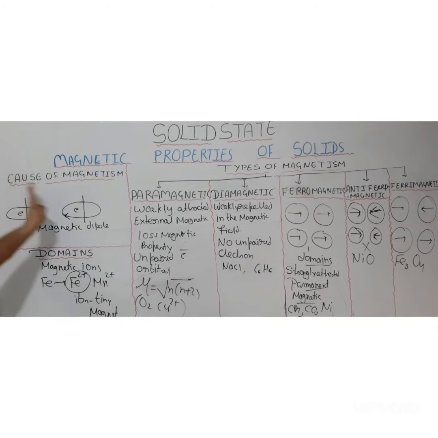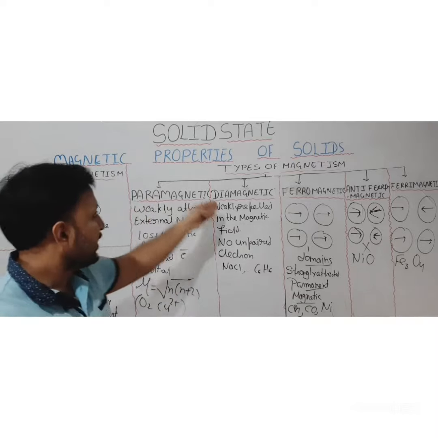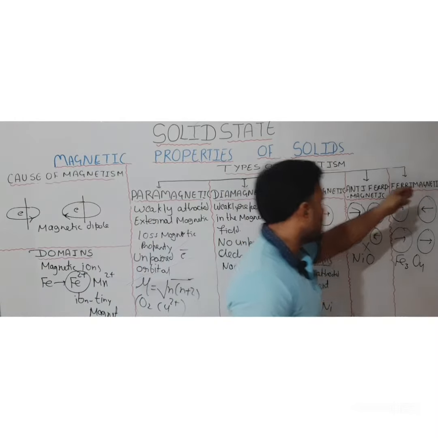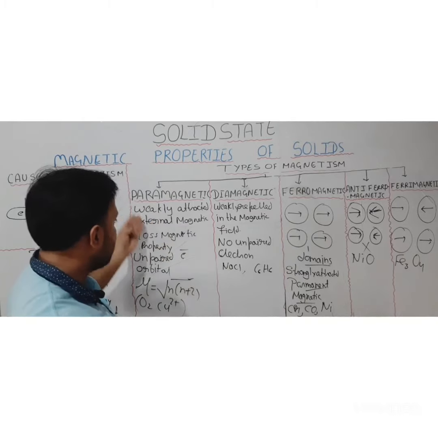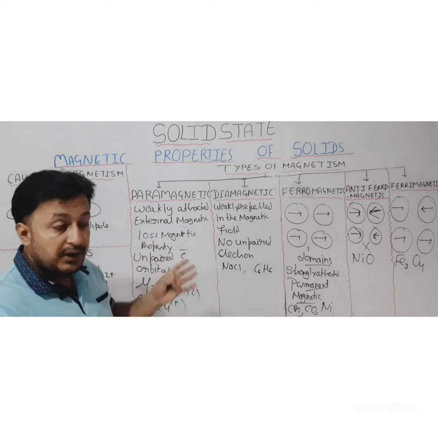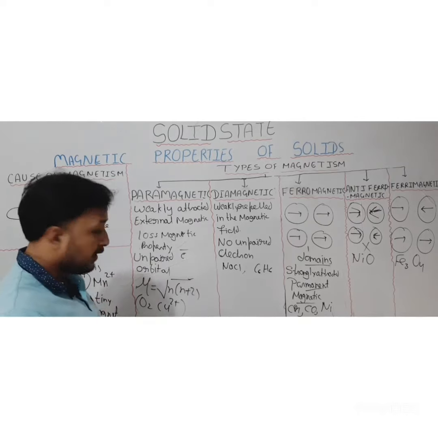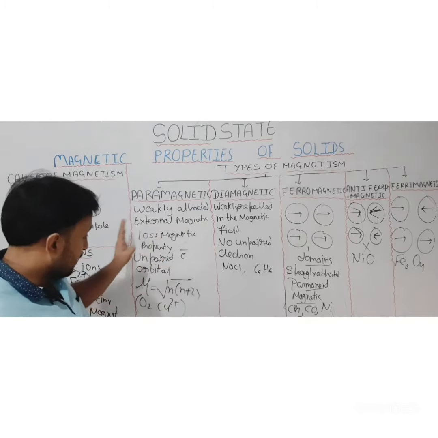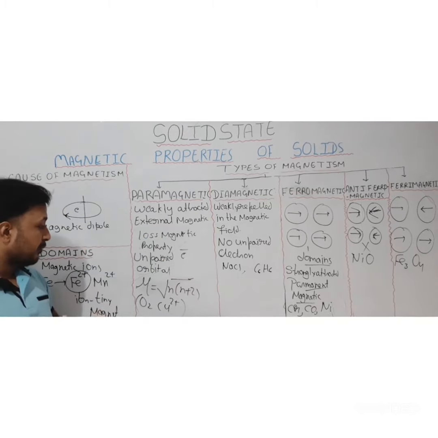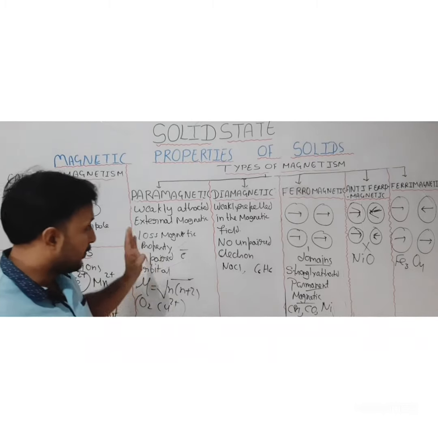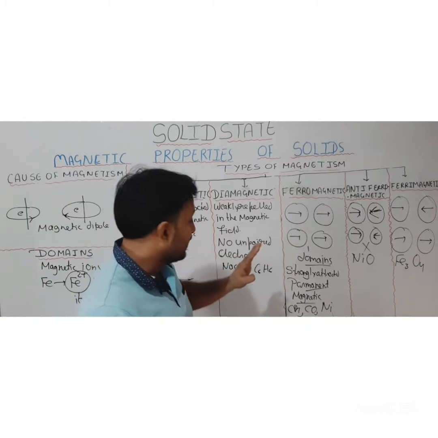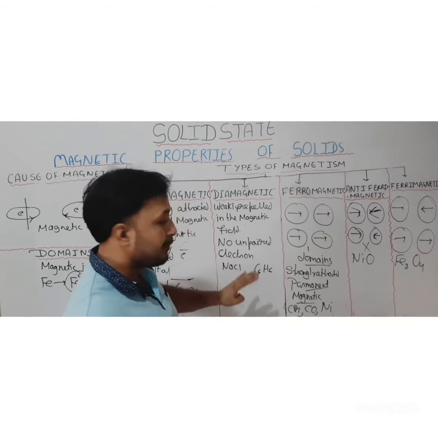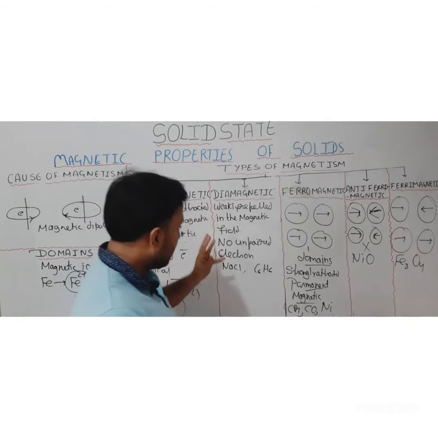A quick revision: the cause of magnetism is the movement of the electron, which creates the electric field, and the magnetic property will be there. The classification is paramagnetic, diamagnetic, ferromagnetic, antiferromagnetic, ferrimagnetic. Paramagnetic substances are weakly attracted in a magnetic field and will lose the magnetic property if the magnetic field is taken out. They definitely have unpaired electrons present in their orbitals. Their magnetic behavior can be compared by using this formula, where n is the number of unpaired electrons. Diamagnetic substances are weakly repelled in the magnetic field. There is no unpaired electron present in a diamagnetic substance, opposite to paramagnetic, and hence they do not show any magnetic properties.